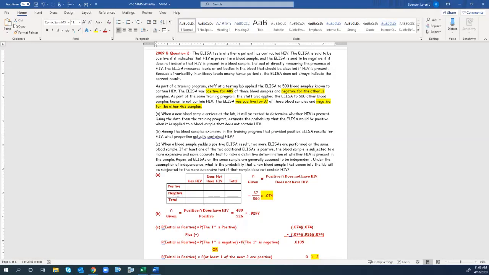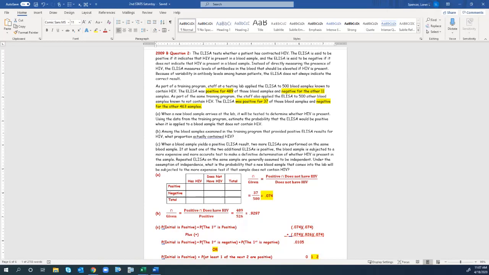Okay, when I read that, I immediately go, you know what? I have two different categorical variables. One is whether the test is positive or negative. The other is whether or not the person has HIV. So the fact that I see two categorical variables, I immediately think I might want to look at a table. And I'm going to show you that a table here, although not required, really is a wonderful organizational tool for this.